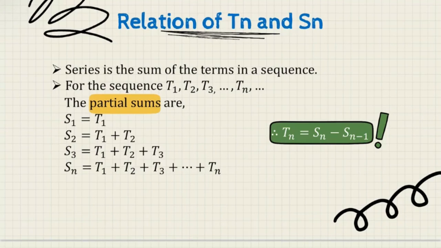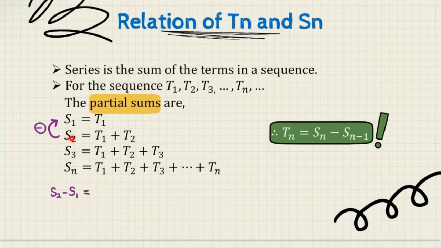Now kita pergi kepada okay, what are the relation between Sn and Tn? Okay, so sometimes soalan dia bagi Sn, lepas tu dia suruh kita cari Tn dia berapa. So macam mana nak cari Tn? So if we look at this pattern, S1 adalah T1, S2 is T1 plus T2. So let's say saya nak tolakkan S2 dengan S1. Kita nak tolak. So S2 minus dengan S1.